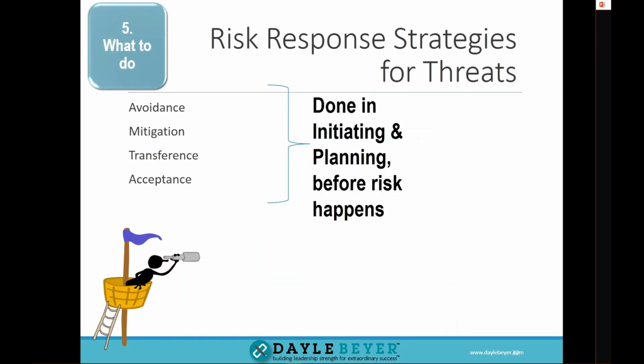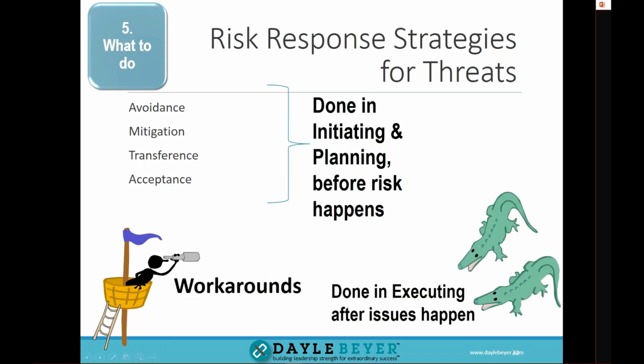So our step 5 here is risk response strategies for threats. This is what I told you, that we've got to not only identify the risks, but also identify what to do about the threats. This could be done at any point in time, but usually it's done in initiating and planning. It's to avoid, mitigate, and transfer risks. Workarounds are done in executing, after issues happen. Where business analysts provide the most value is to prevent problems before they happen.